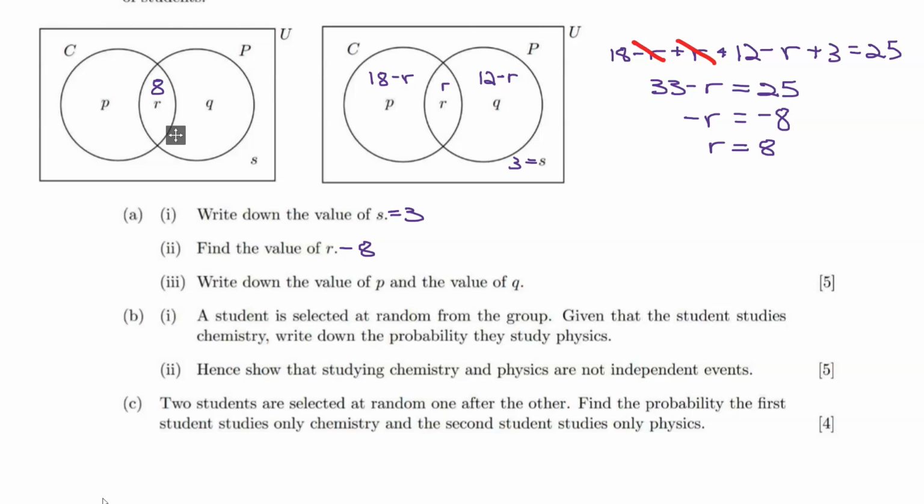18 minus 8, P would equal 10. 12 minus 8, Q is going to equal 4. All right, so now we've got our values for P and Q.